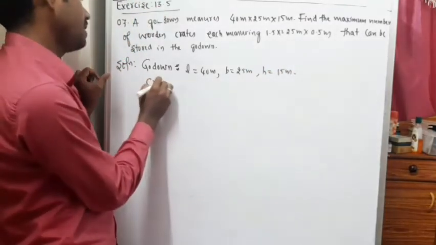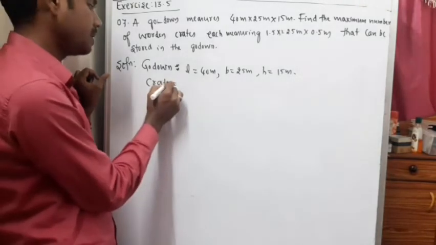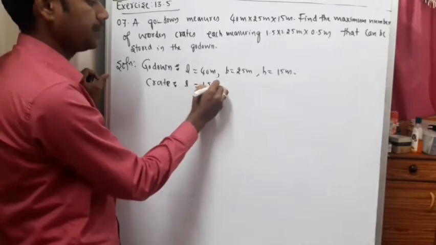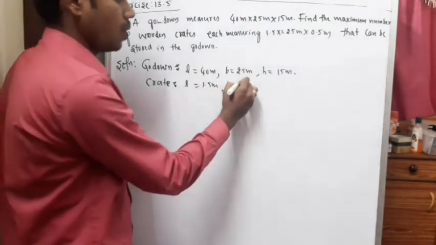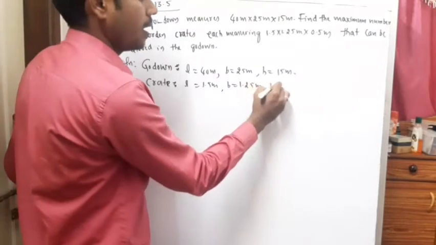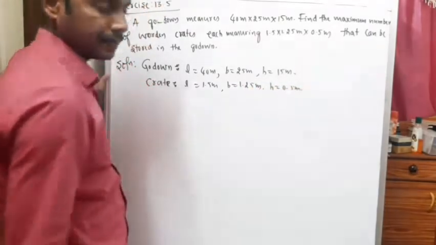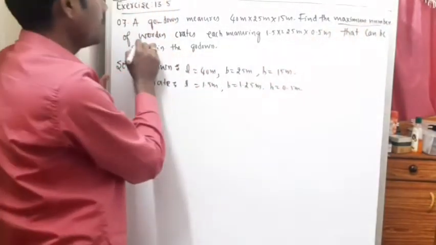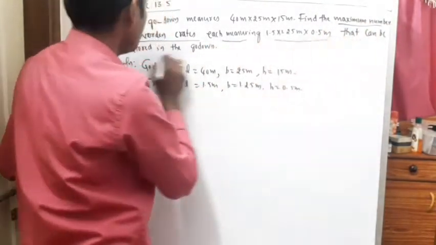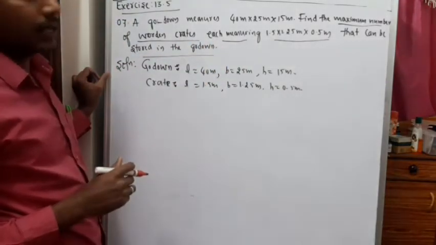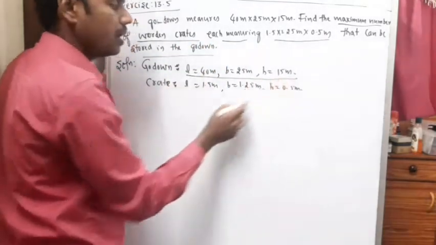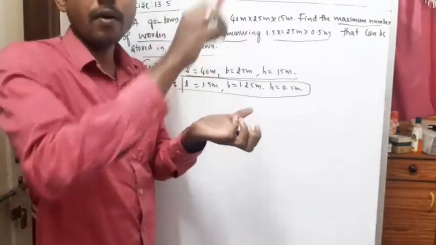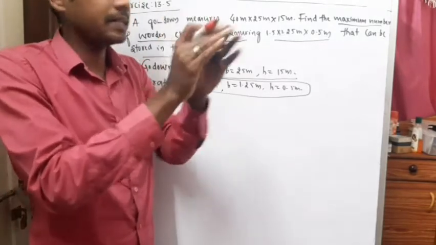So for each crate, what does it measure? Length is 1.5 meter, breadth is 1.25 meter, and height is 0.5 meter. Fine. Now, maximum number of wooden crates that can be stored in the godown. How can we find out? See, the total volume of the godown divided by the volume of each crate will give us the maximum number of crates that can be placed inside that godown.